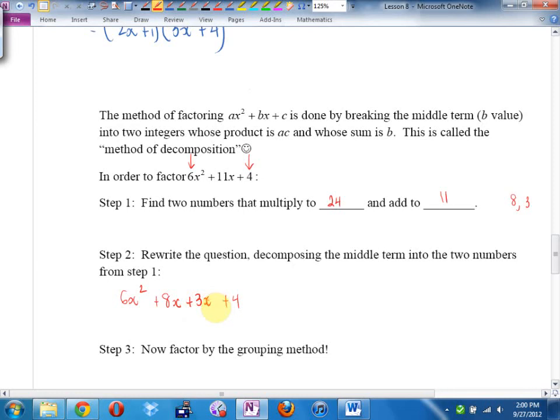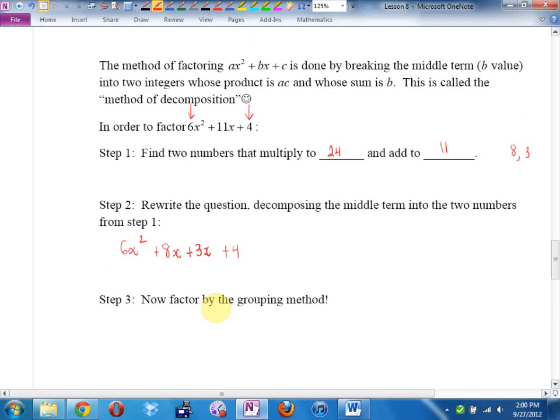Mac, is that not still an 11x technically? So it's still the original question. I'm not changing the question. I am making it look differently. Mac, how many terms do I have now? The only thing I know how to try with 4 is to see if I can factor by grouping. And we're going to try that right now.